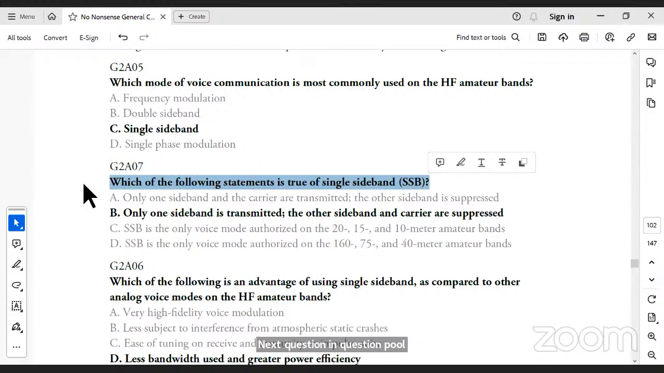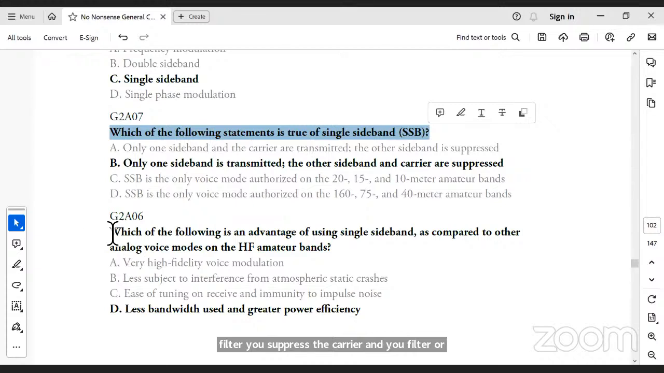Which of the following statements is true of single sideband or SSB? Only one sideband is transmitted. The other sideband and the carrier are suppressed. Remember, when we're generating a single sideband signal, it starts off as amplitude modulation. You have a carrier and you have the two sidebands. What you do is you suppress the carrier, and you filter or suppress the one sideband, so you're left with the other sideband. And that is what is transmitted. Right.